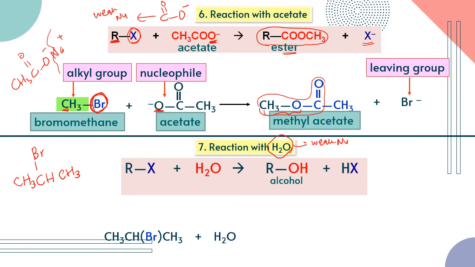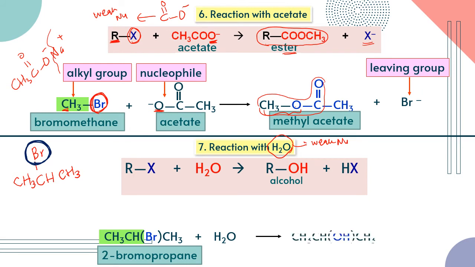Okay, so we're going to remove this bromine and substitute it with the OH from our water to get our alcohol. So Br will be the leaving group, and this is the alkyl group. So for the 2-bromopropane, the product that you will get over here is this one.